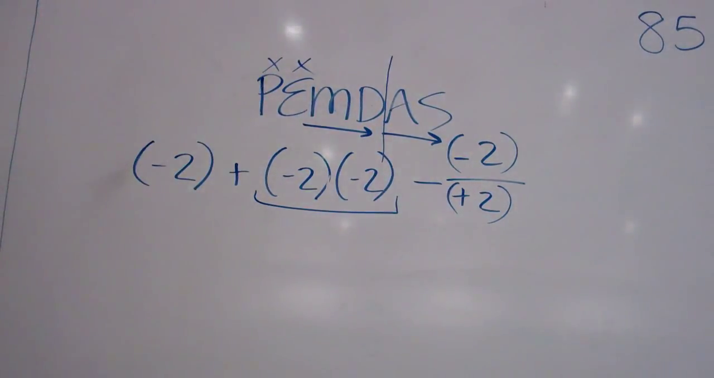What is negative 2 times negative 2? Negative 4. Positive 4.